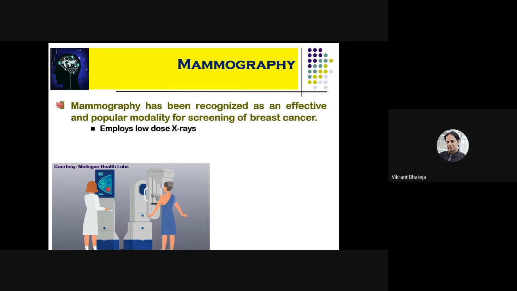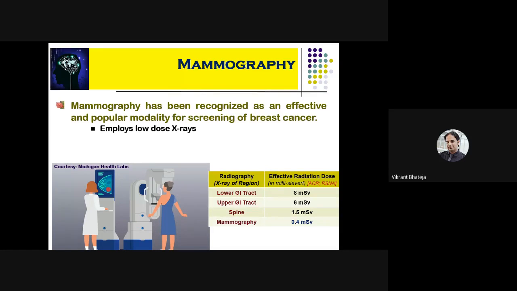But comparatively, mammographic images are hard to discern because you have poor contrast, and the reason is that you employ a low dosage of X-rays over here. So this is an analysis of the different radiation dosages of X-ray which are used for different parts of the body, say the lower region, upper region, spine, and then mammography. If you see this 0.4 millisievert, this is the lowest possible radiation dose, which is used to, say, screen this kind of cancerous region.